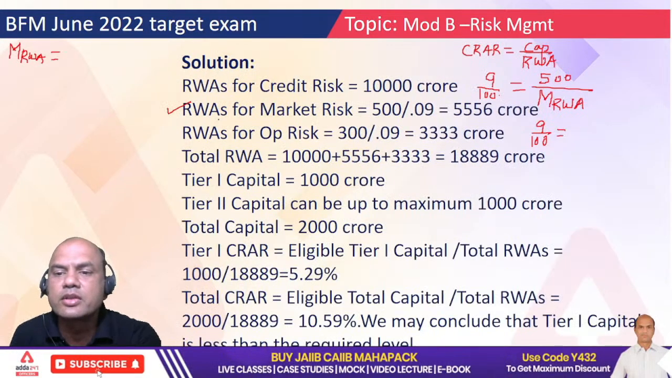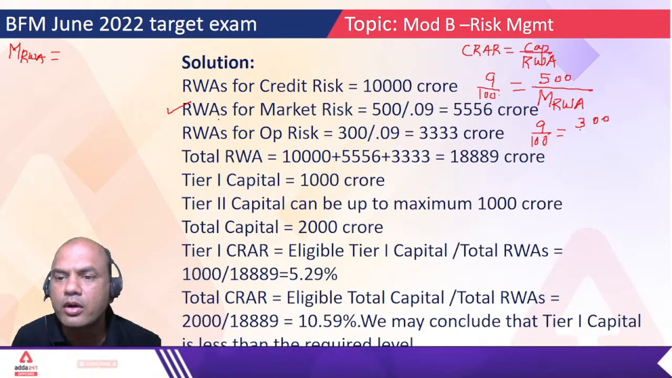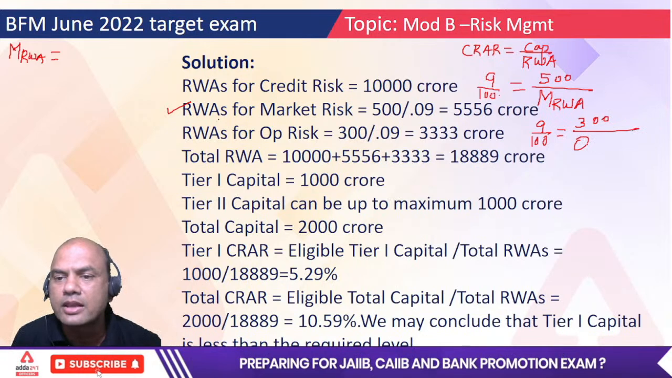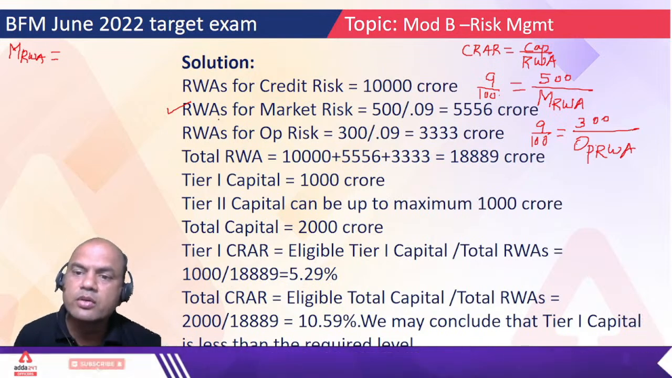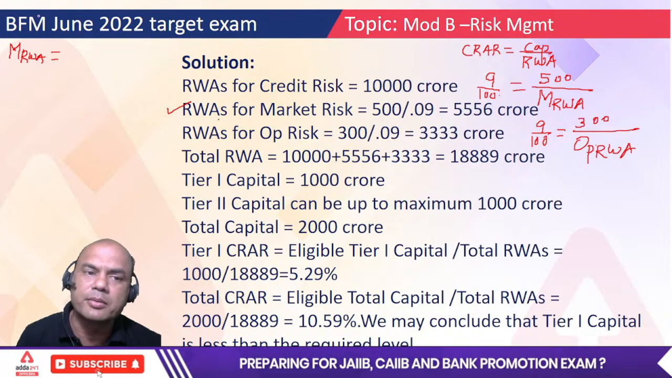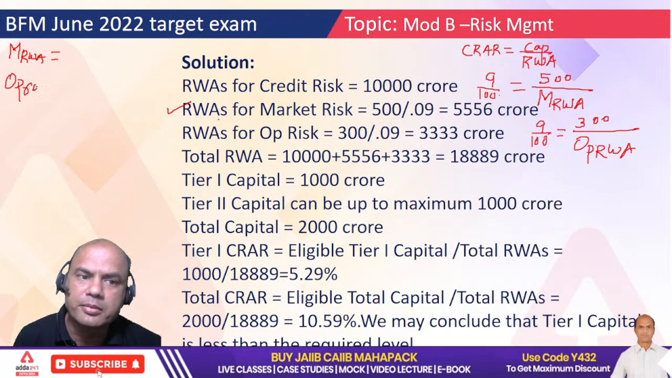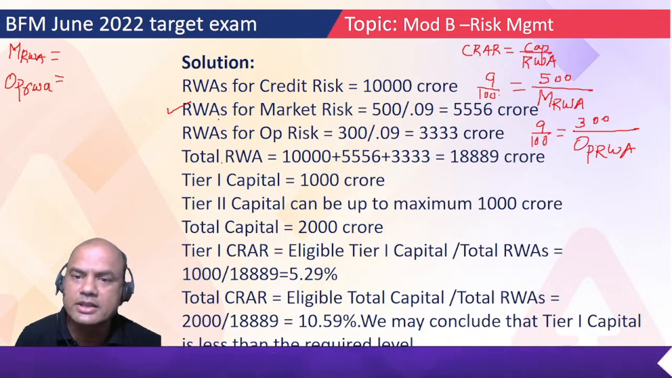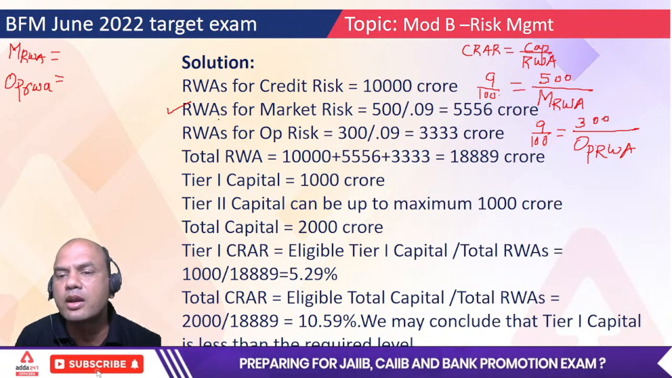Okay. So it is 300 upon ops RWA. I'll write it OPRWA, so that you'll understand it better. So what is OPRWA now? Cross it again. So OPRWA becomes what? What is the answer? Everyone do it again. 300 into 100 upon 9.